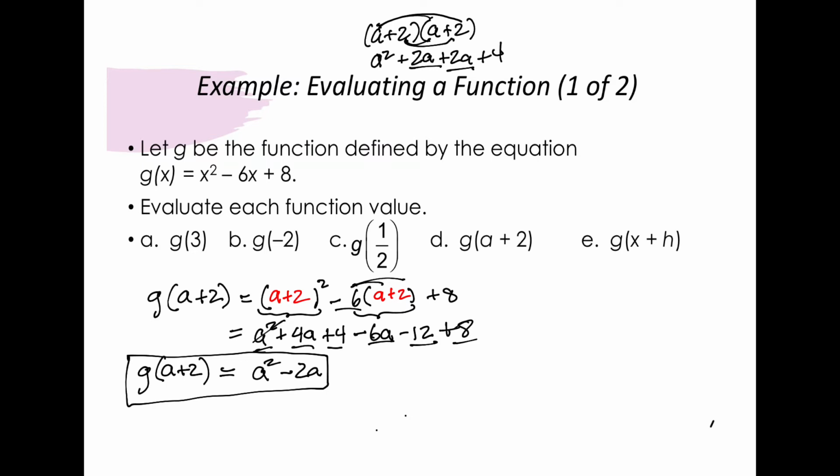And then we have another one. We have h there instead of the 2. So how would that affect this? So let's write this out. Okay, I can already see I'm going to run out of space. So let's try that again. So g of x plus h. So parentheses squared minus 6 parentheses plus 8. And here's our input of x plus h.